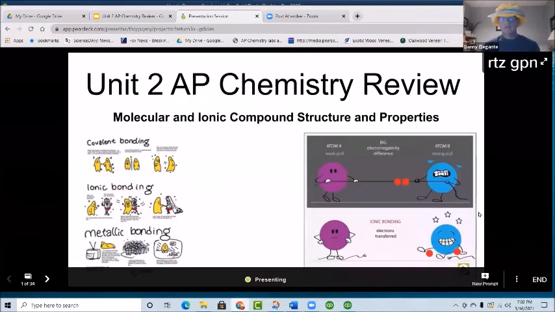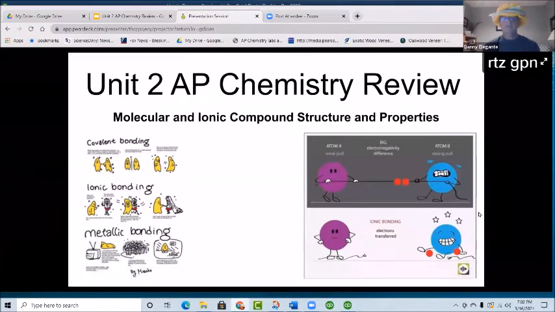So Unit 2 is all about molecular bonding, ionic bonding, metallic bonding. So the three types of bonding that are out there in the world, right? A lot of this you learned in general chem or pre-AP or honors chem. Some of this may have been added in AP, but Unit 2 is actually a pretty easy unit. There's not a lot of math, and it's stuff that you've seen before. So we'll kind of go along.